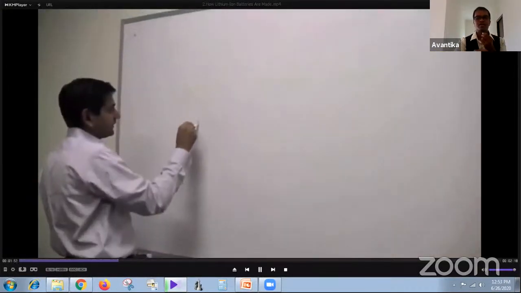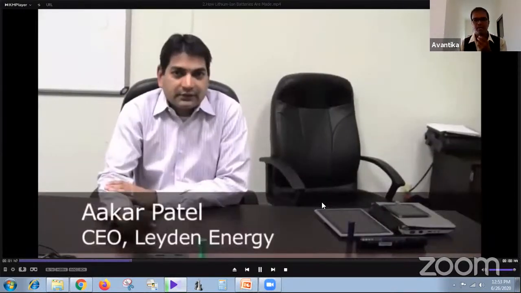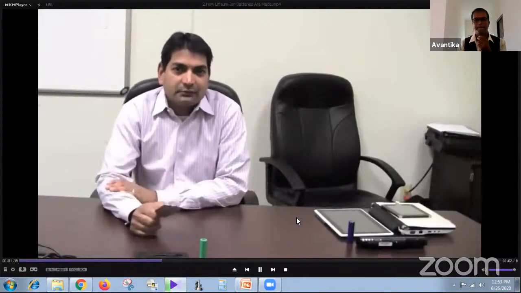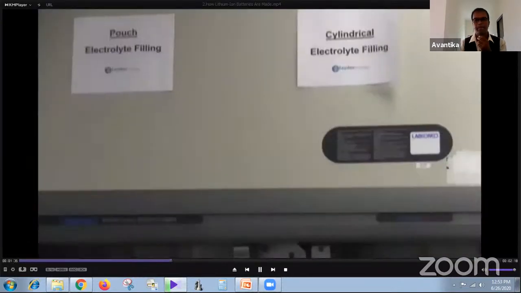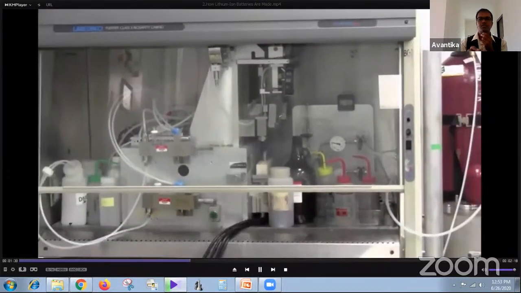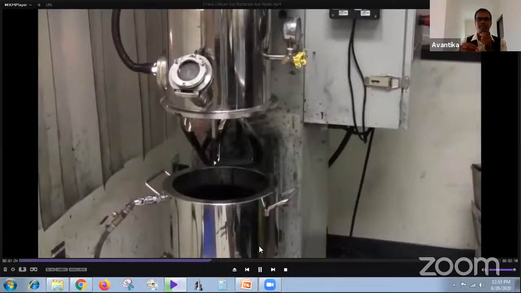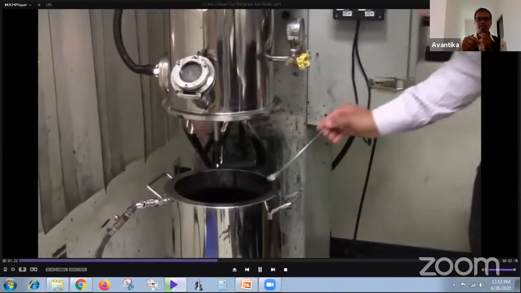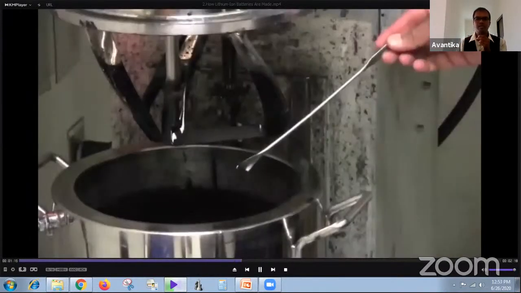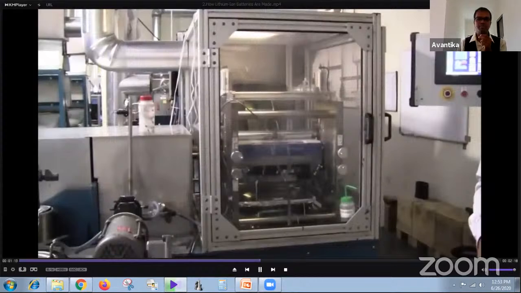So here you can see the glove box. Anyway, he is explaining the basic concept. What you are seeing is a glove box. Actually, this is one kind of preparation technique. From this, they are preparing the cathode materials in bulk form. So in industry, they are preparing the bulk cathode material.